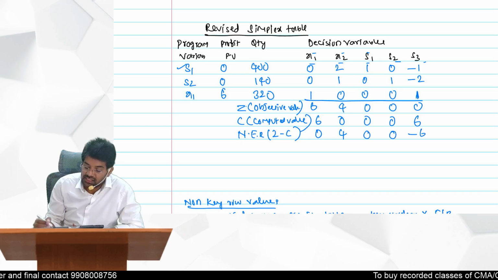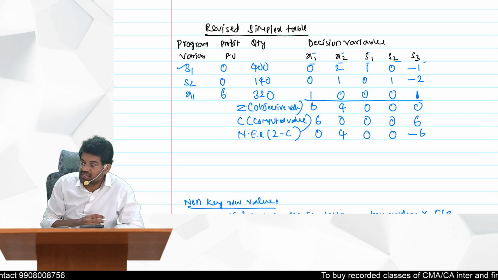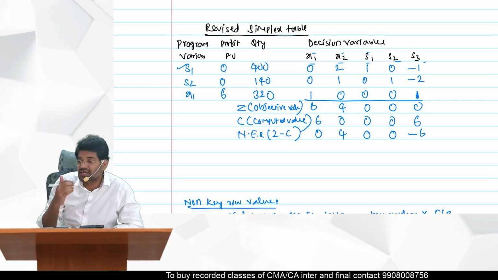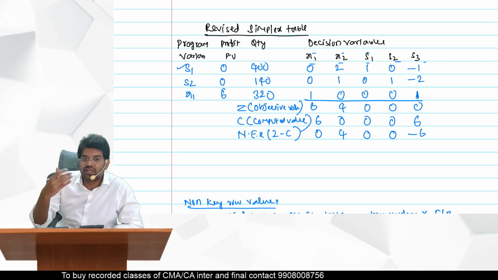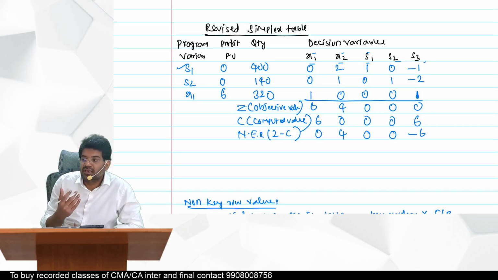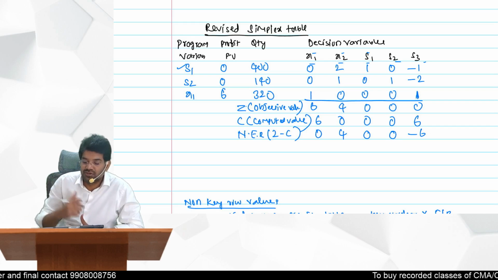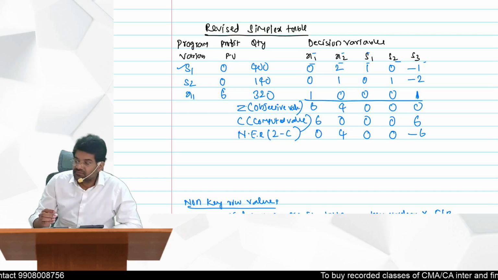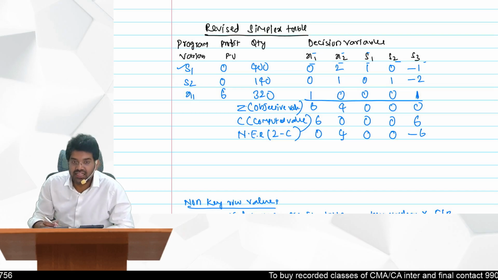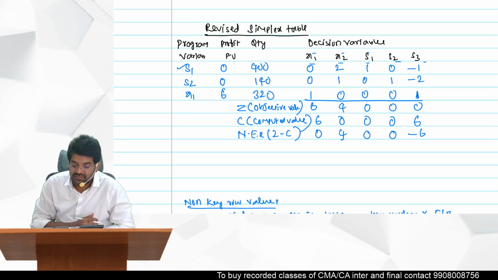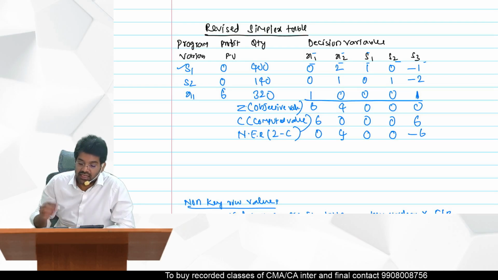This is minus 6. What is the condition for maximization? This one should be less than or equal to 0. So what does that represent here? If your NER value is less than 0, that means by introducing these units, the extra profit will be 0 or less than 0, negative. So there is no point in introducing additional units. That is the optimal solution. But if you see here, one is positive, greater than 0 here. Yes or no? Yes.